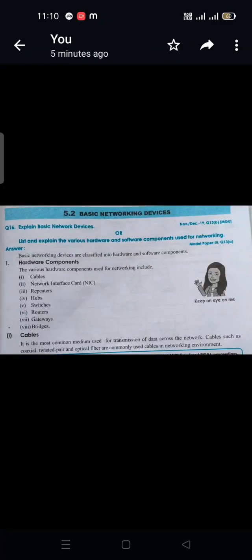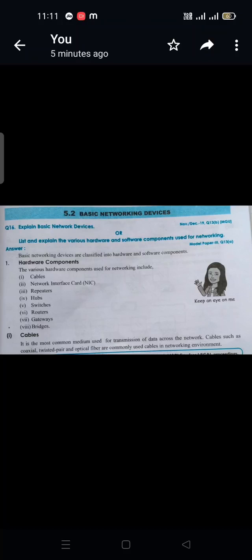Today we are going to learn about basic networking devices. In the previous class we learned about what data communication and computer networks are, right? So to establish any network, what devices are needed? We will learn the functionalities of those devices in this class.